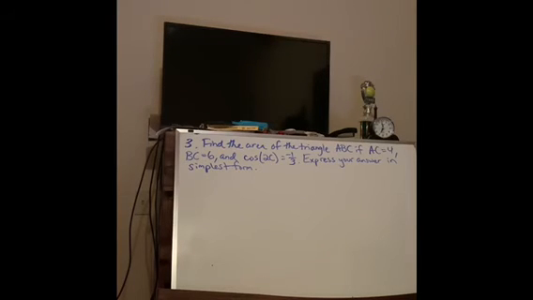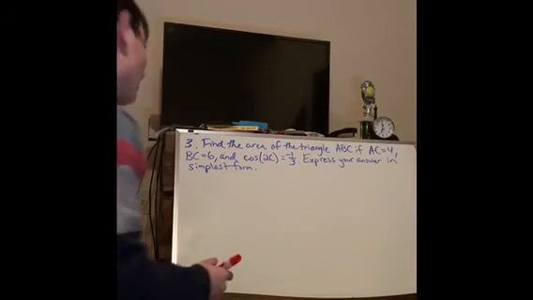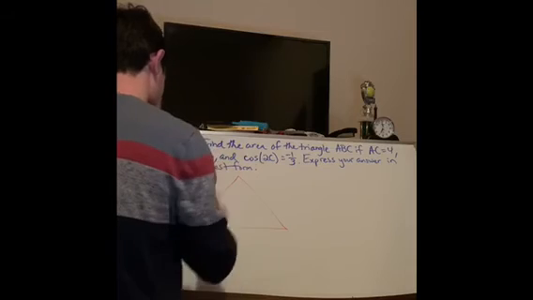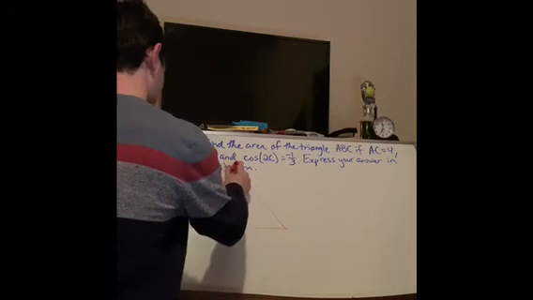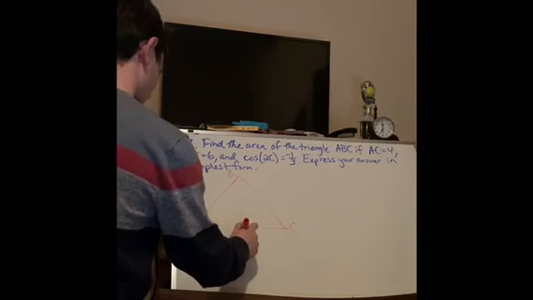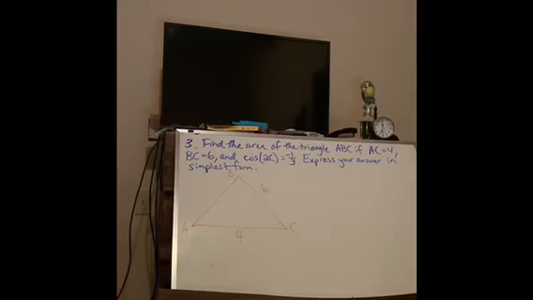So, again, when I've told you this before, I'm going to tell you it again. Draw out the diagram. I don't care if it's to scale or not. It helps usually if it's to scale, but I don't care. I'm just going to draw a kind of equilateral triangle. A, B, C. AC is equal to 4. BC is equal to 6. Cosine of 2C is equal to negative 1/3. And express your answer in simplest form.